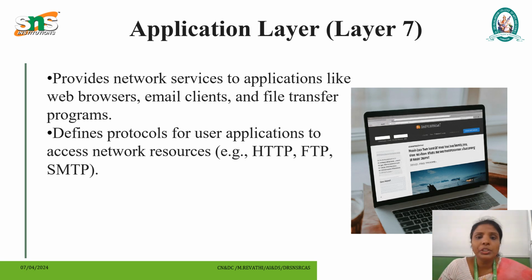First one is the application layer. The application layer sits at the top of the OSI model and interacts directly with user applications. It defines protocols that these applications use to access network resources and services. Common examples of application layer protocols include HTTP, the Hypertext Transfer Protocol for web browsing; next, FTP, the File Transfer Protocol for file transfer; and SMTP, the Simple Mail Transfer Protocol for sending email.